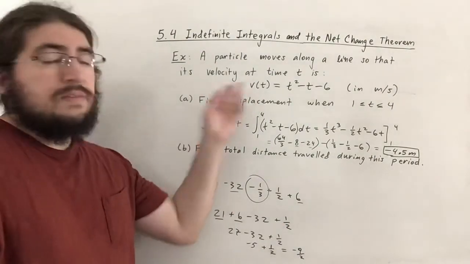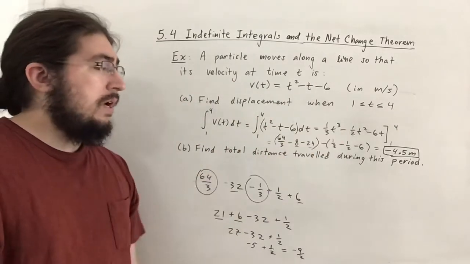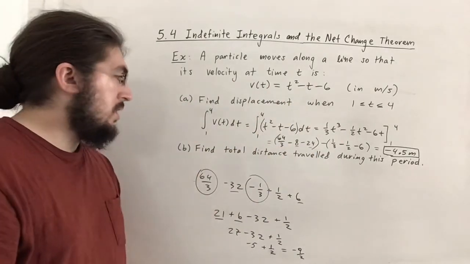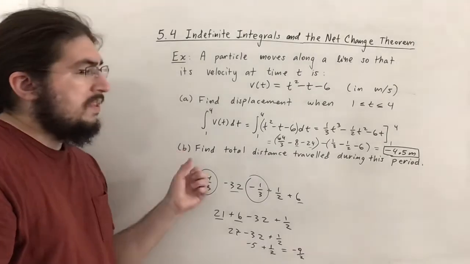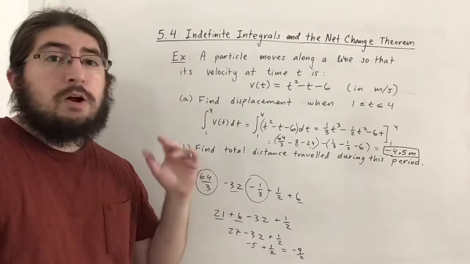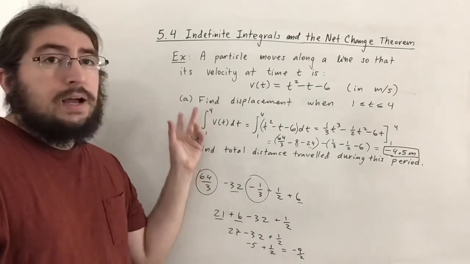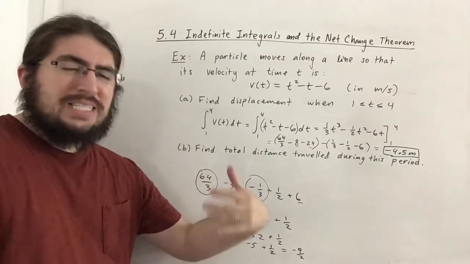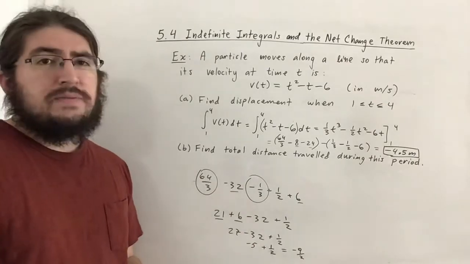So more than anything, the velocity is going to be negative within this region, or within this period, I should say. So now for part B, we want to find the total distance traveled during this period. And to do that, we'll be doing the same thing, only we need to take the integral of the absolute value. That's going to be a little challenging, so let me erase this and figure that out right now.